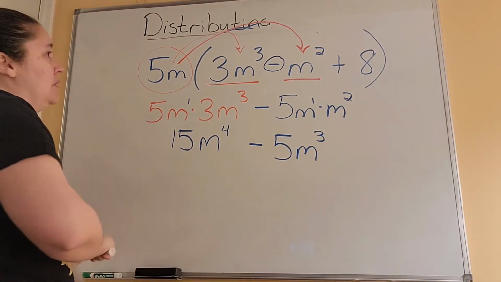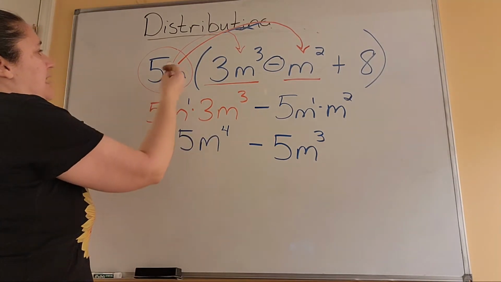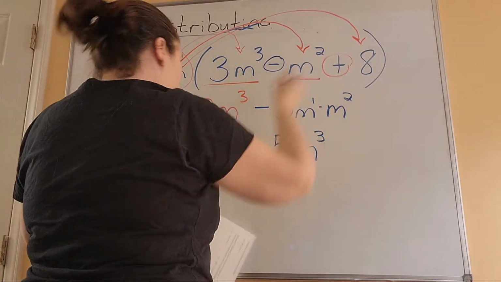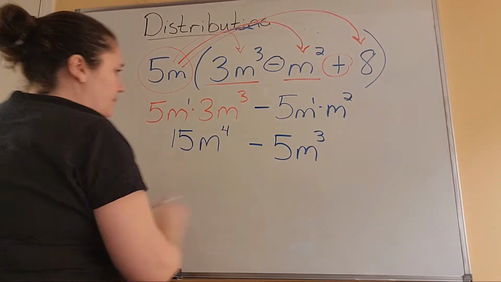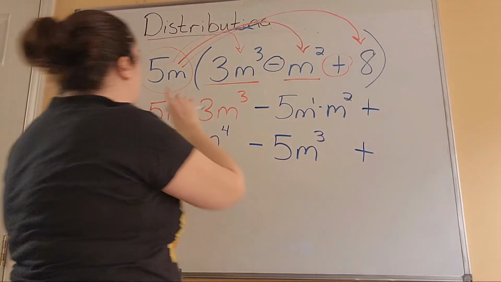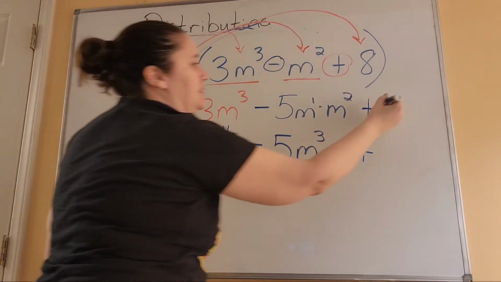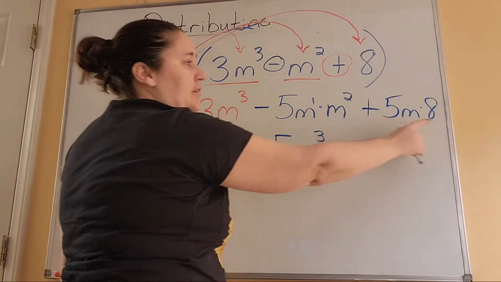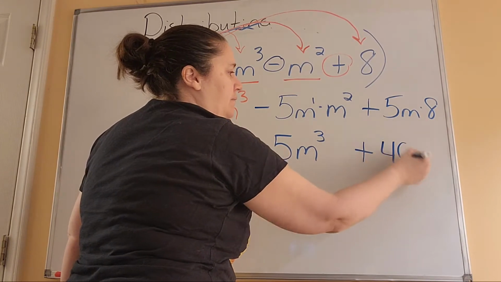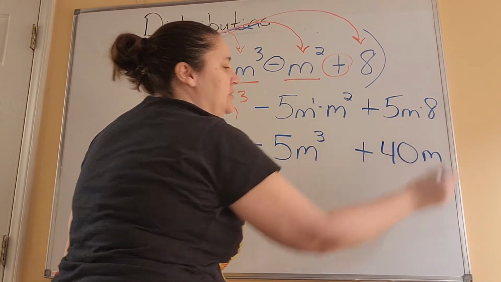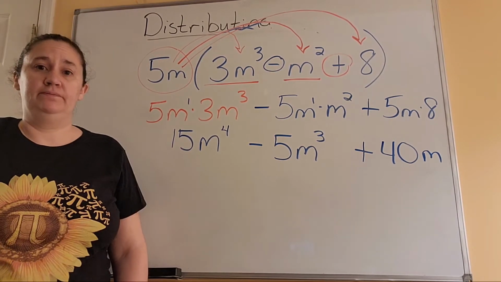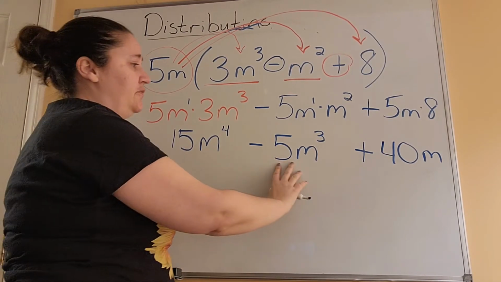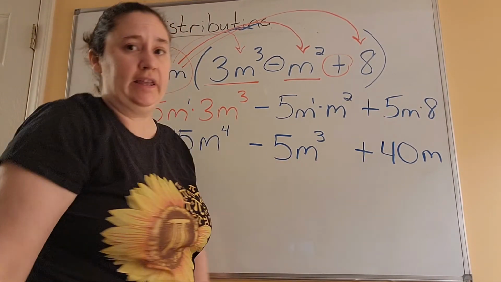Now, the last bit is to take this 5m and give it to the plus 8. So I'm going to write down the plus sign. And I'm going to multiply 5m times 8. Let's see. Multiply the numbers. 5 times 8 is 40. There's nothing to multiply the variables by, the m, so just write it down. This is my final answer. 15m to the fourth power minus 5m to the third power plus 40m.